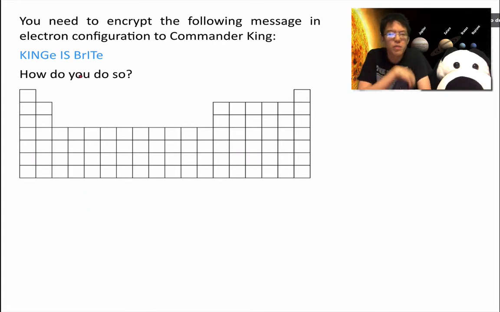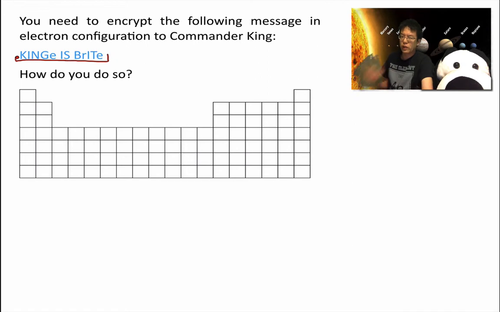So here we've got a secret message that I would like to encrypt in electron configuration because I don't want too many people to know about it. I mean, it's true, but I don't want too many people to know. And that message is that King is bright. Unfortunately, no G alone, so I have to use the Ge, but that's okay. I'm still okay with the message. So the first element that I'm going to have to write is K, potassium, located right here.